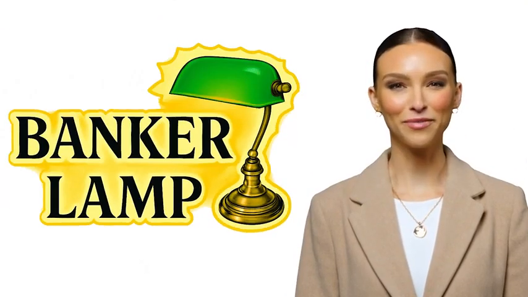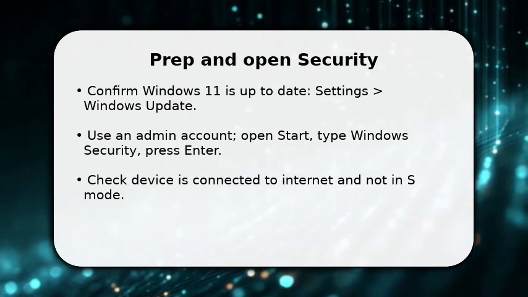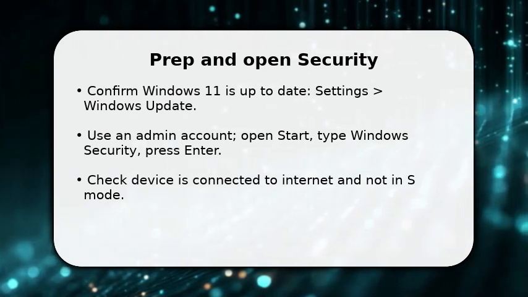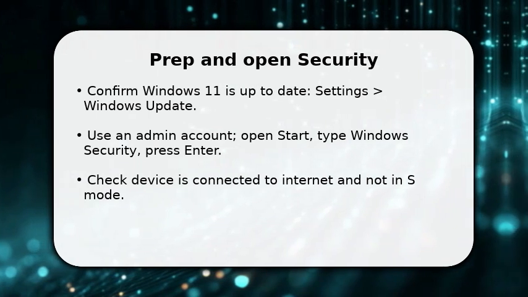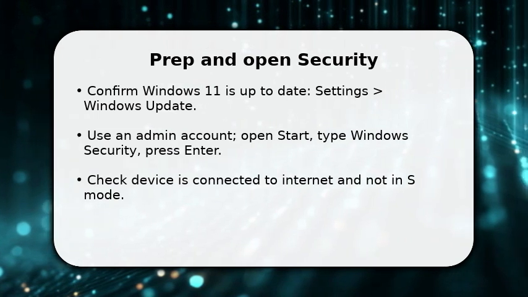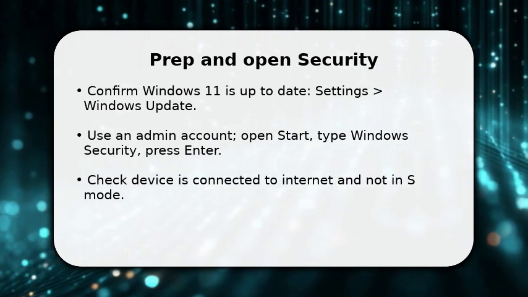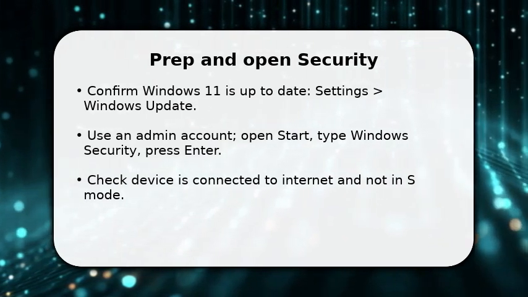Please enjoy the video. You start with admin rights and an updated system because Defender needs current signatures to repair status. Open Windows Security from Start and land on Security at a glance. Once there, scan the top panel for warnings and click any white chevron to expand details. This exposes the exact failing component.